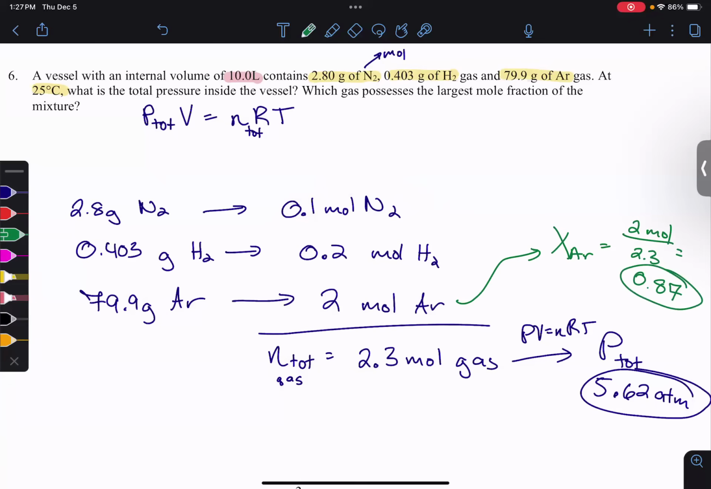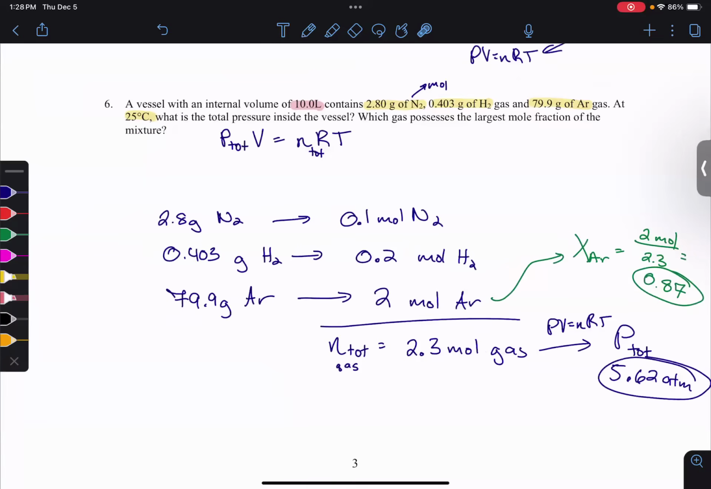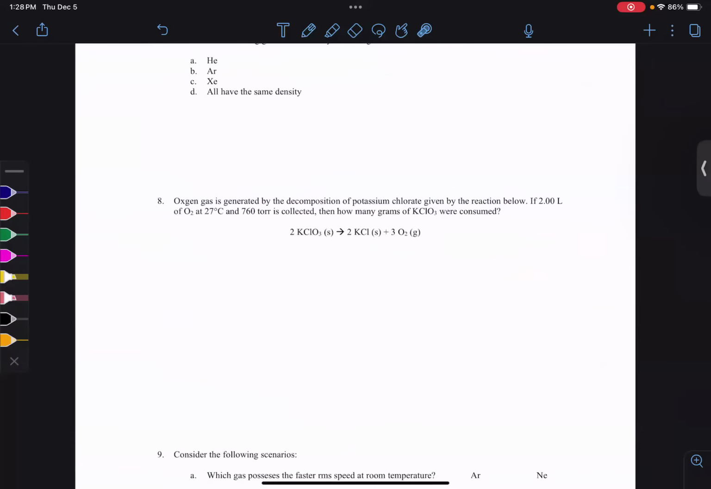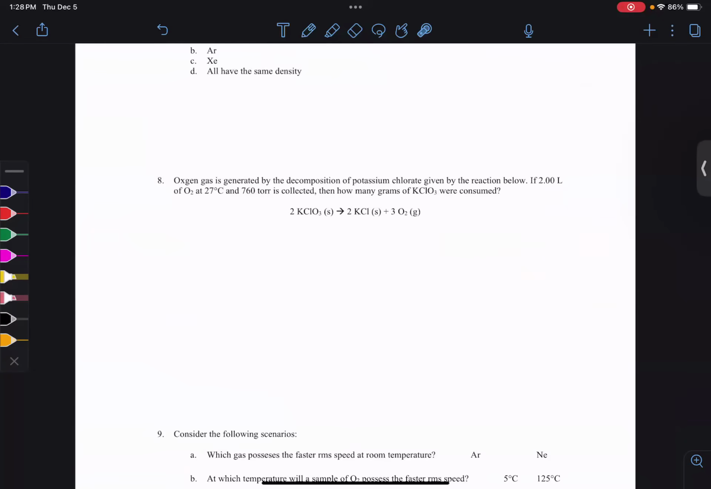All right, so our sample is 87% argon, which also means the partial pressure of argon is 87% of the total pressure, so 5.62. If just the argon was exerting pressure, it would be 87% of that total amount. All right, so that's partial pressures.